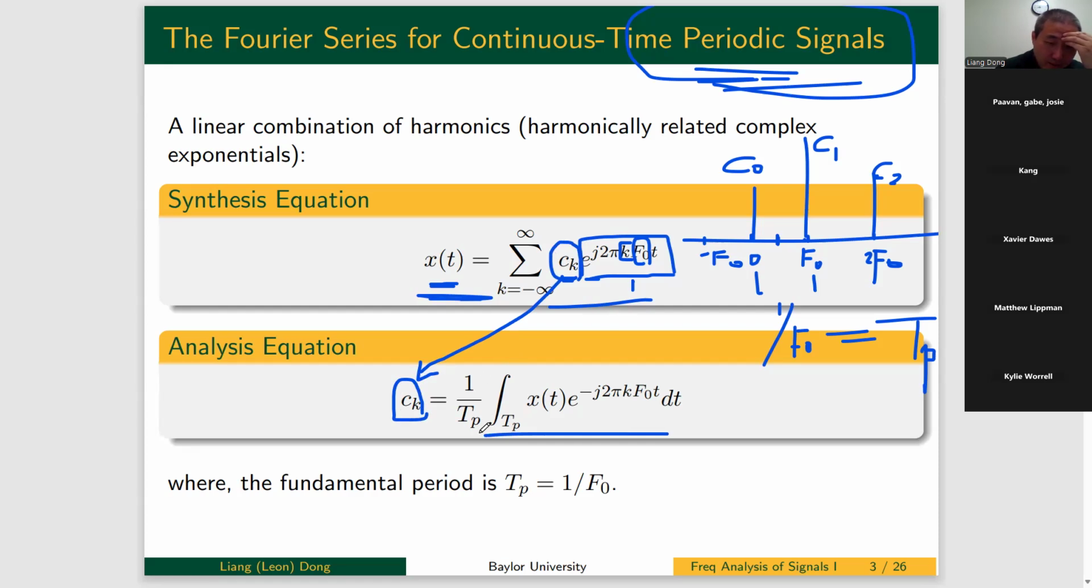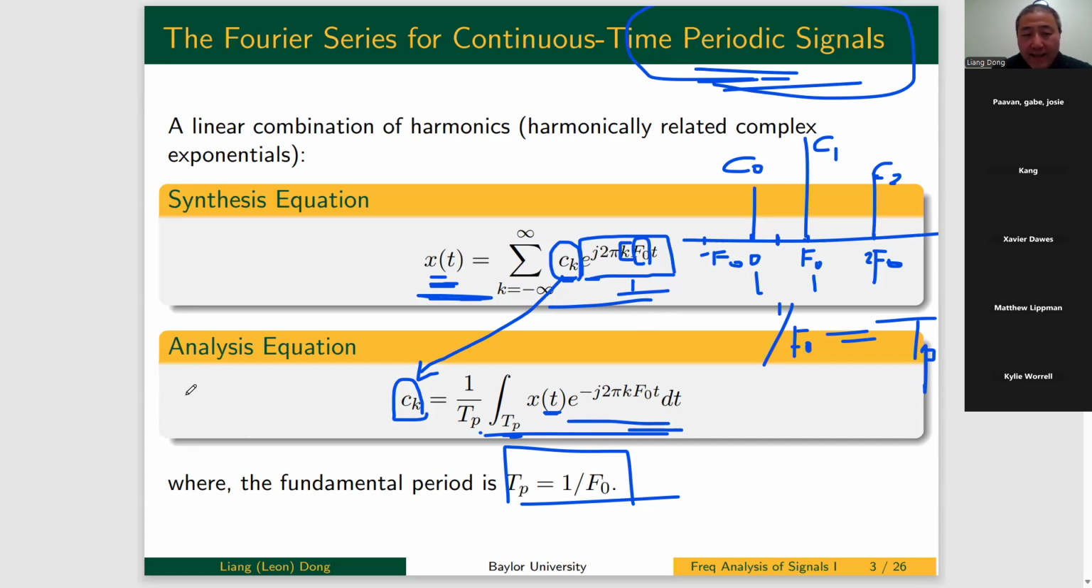It's 1 over Tp. Tp is directly related to my harmonic fundamental frequency: 1 over f naught is equal to Tp. And then I'm doing an integration over one period. I take my original signal, multiplied by exponential e to the minus j 2 pi f0 t, and then integrate over time t. If you look at this and this, the exponentials are very similar. The only difference is in the power: one is positive, one is negative.